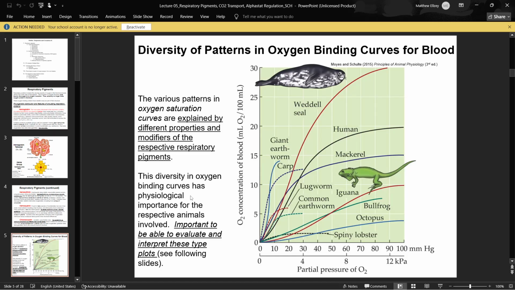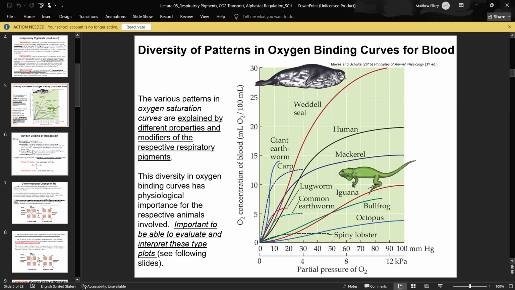These diversities are important for different animals. The physiological demands of specific animals are going to determine the pigment that they use. So it is important to be able to evaluate and interpret these types of plots, these curves. This will come up in a later slide.